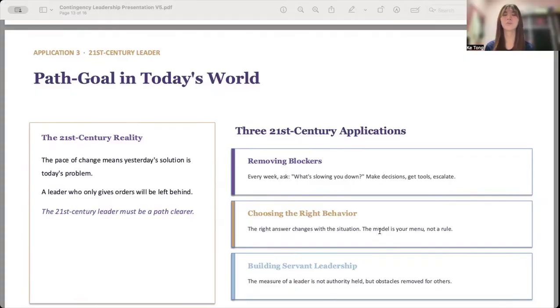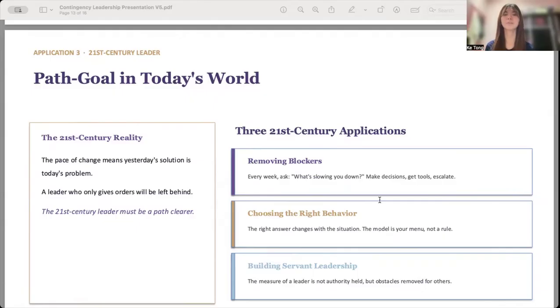Second, in choosing the right behavior for the right moment. A new hire on a confusing project needs directive leadership. A burnt-out team needs more supportive leadership. A team of experts tackling a strategic decision needs participative leadership. A high-performing team taking on a stretch goal needs achievement-oriented leadership. The right answer changes with the situation.